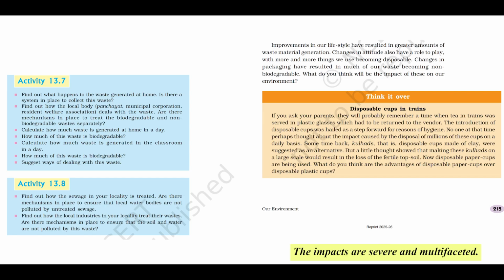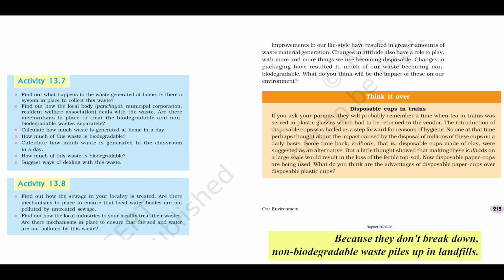Excellent question. The impacts are severe and multifaceted, much more than just looking messy. Understanding these specific harms is key. First, land pollution and landfills. Because they don't break down, non-biodegradable waste piles up in landfills. These take up huge amounts of land, often land that could be used for farming or housing. They become breeding grounds for pests and diseases like flies and rats, posing health risks. Okay, so they take up space and attract pests.